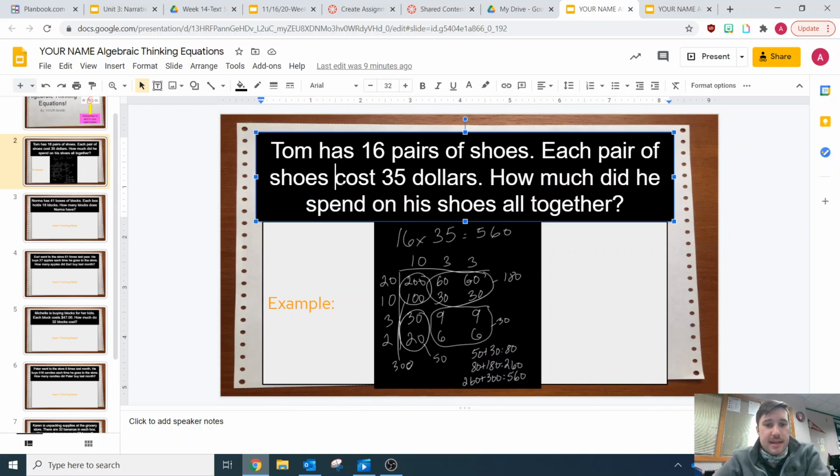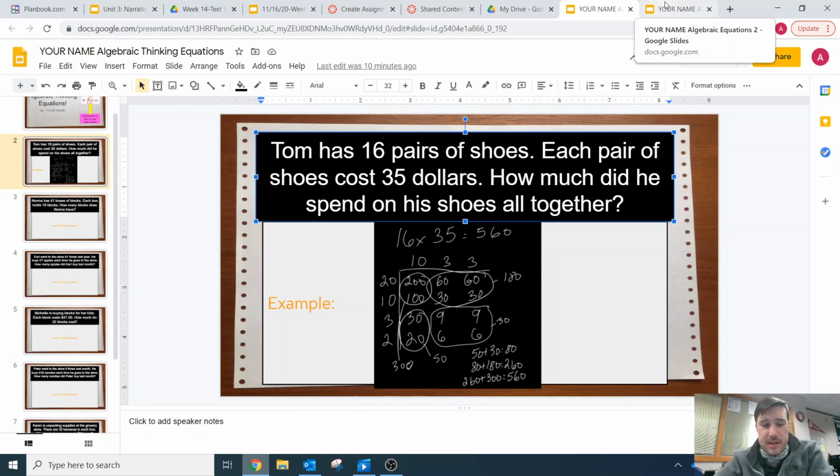So this question is asking us to multiply, and it's asking us to multiply 16 as our first factor and 35 as our second factor to find a product. Now I went ahead and did the work down here, and so 16, number of shoes he has, each cost $35. How much did he spend total? He spent $560 total on the shoes. So the first thing we want to think of is what is the question asking us to do, and then we want to figure out what information is necessary to solve that equation.